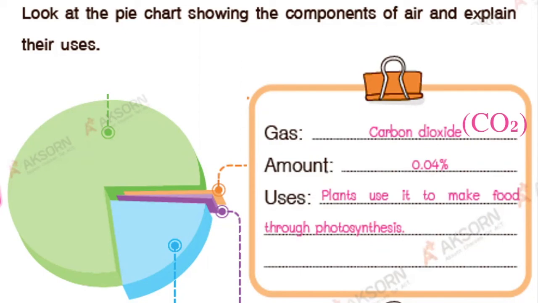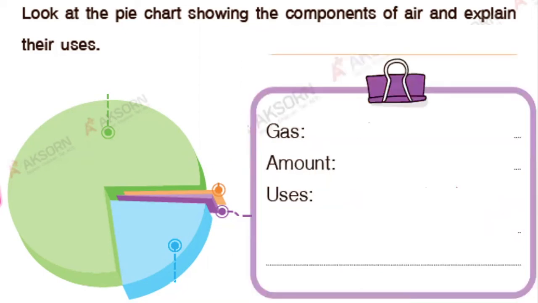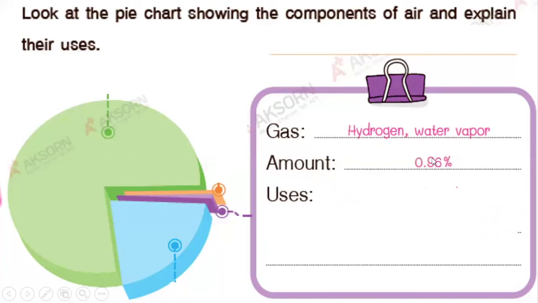Okay, next gas. What is it? The next part is a small amount, less than 1%. What is it? It's hydrogen and water vapor. Yeah, hydrogen and water vapor. Amount, I remember. And what about you? Do you remember? 0.96%. Okay, repeat after me. Hydrogen gas, hydrogen and water vapor. Water vapor. Repeat after me, please. Water vapor. Hydrogen and water vapor.